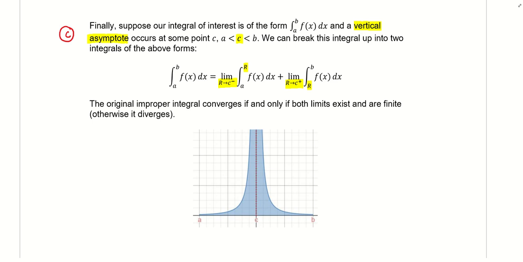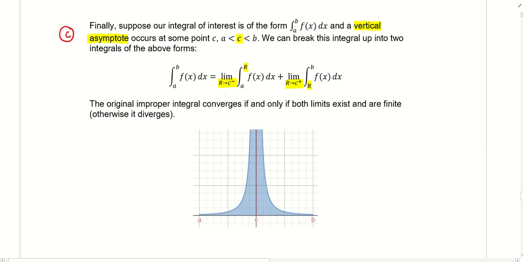And just like we saw with this version for type 1 improper integrals, this original improper integral is going to converge if and only if both of the other integral limits exist and are finite. Otherwise, this diverges.